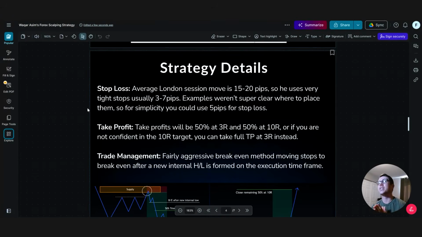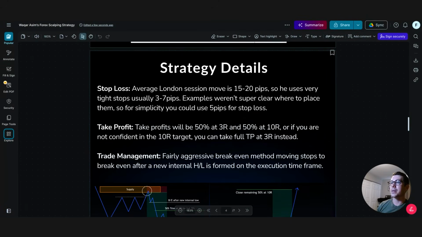And for his stop loss specifically, again, he's very data driven, and he's analyzed that the typical average London session move is about 15 to 20 pips. And so in order to catch maybe a 3 to 1 in a session, he uses really tight stops between 3 to 7 pips.